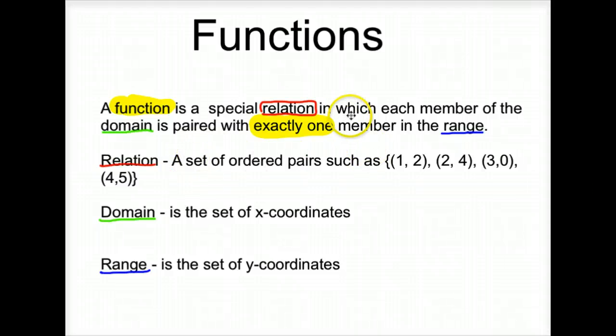A function is a special relation in which each member of the domain is paired with exactly one member of the range. So let's talk about the domain and the range. The domain is the set of all the x values. The range is the set of all the y values. So again, the domain is all the x values, and the range is the set of all the y values.